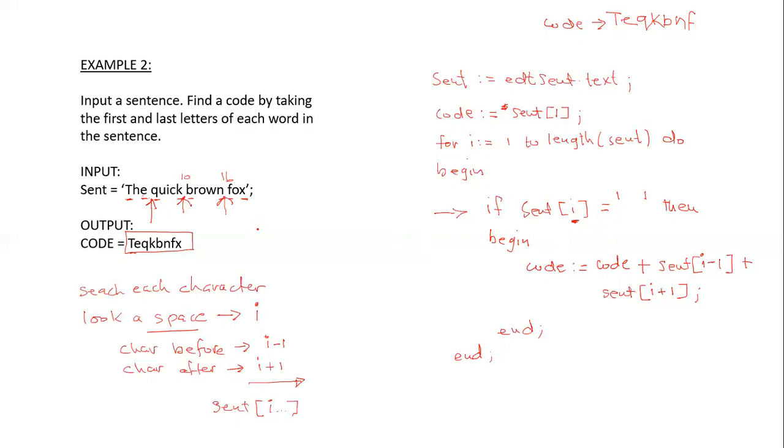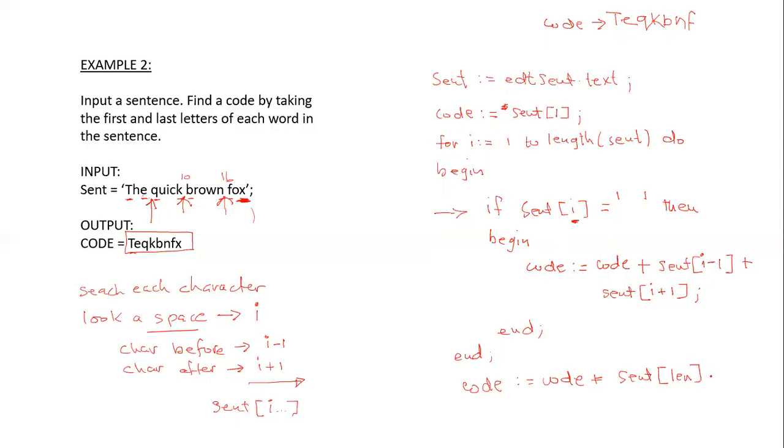So the one character that it was not able to get is the last character, since it did not find any other spaces. So in the end, we will then say code equals code plus the last character, which is at position length.